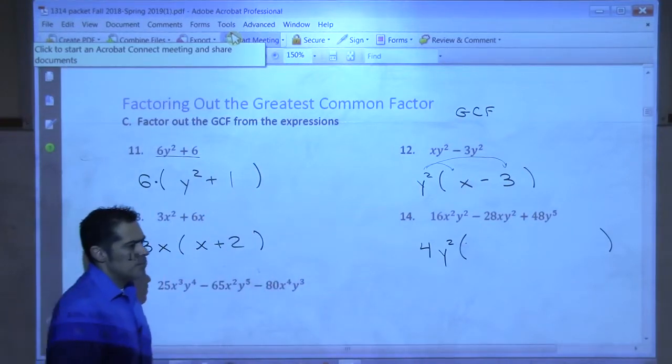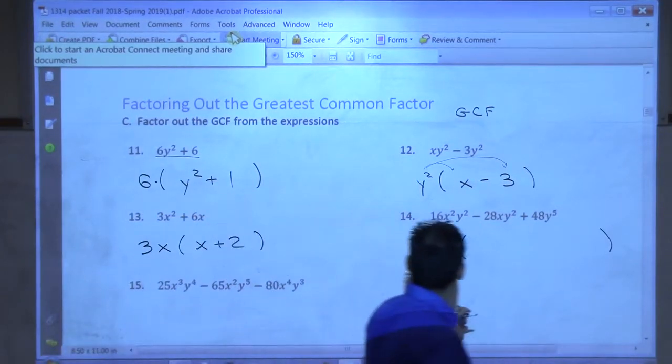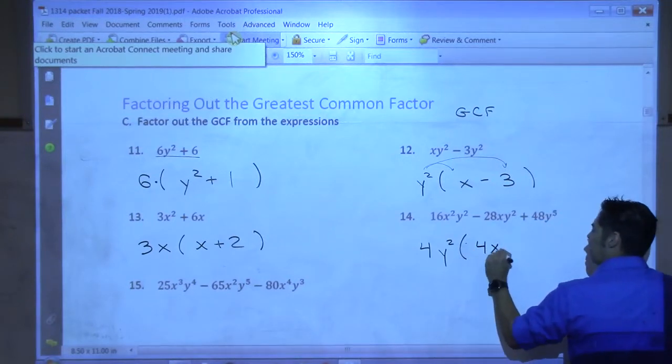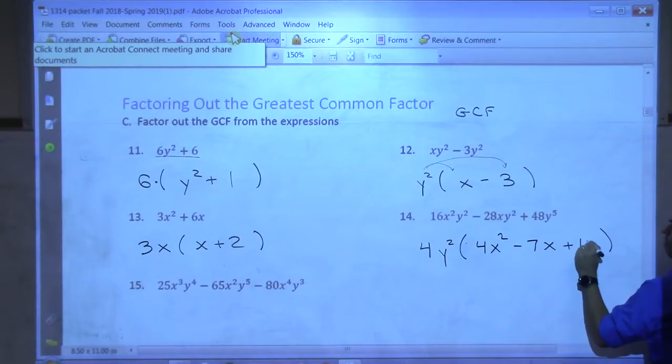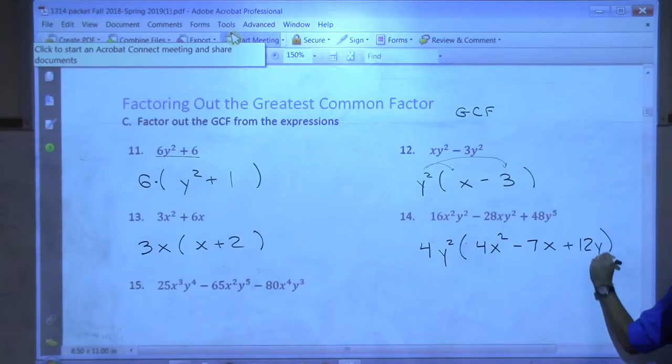What goes in here, Colby? So can I just read it out. All right, 4x squared minus 7x plus 12y cubed. Y cubed. Okay, good.